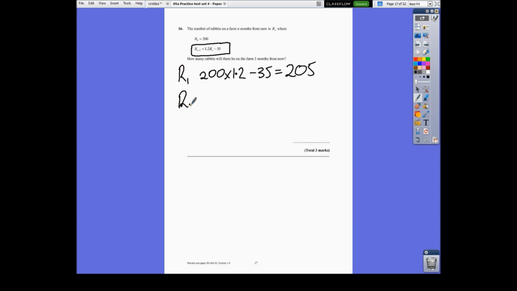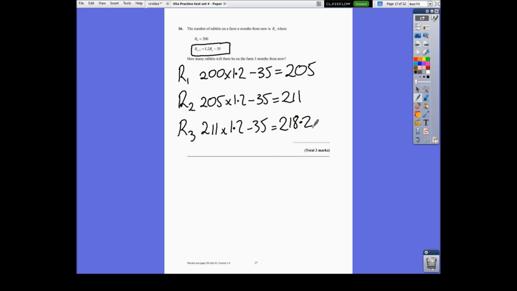To work out the second month, again we use the same formula, but we put in the previous month's figures. So 205 times 1.2, take away 35, and that would equal 211. To get the third month, we use the previous month's numbers, so 211 times 1.2, take away 35, and that would give us 218.2. So obviously we can't have 0.2 of a rabbit, so it would be 218.